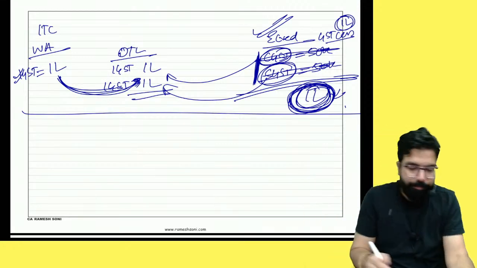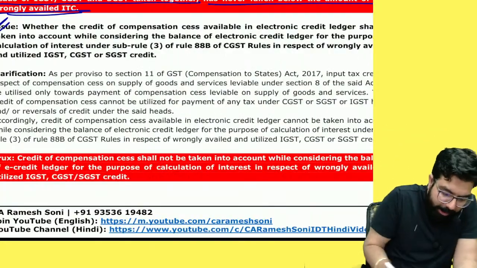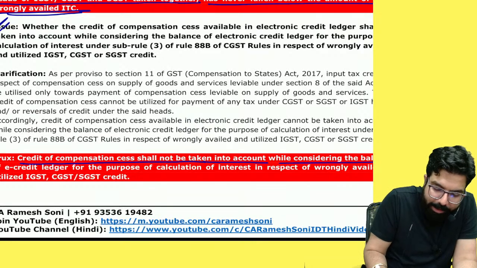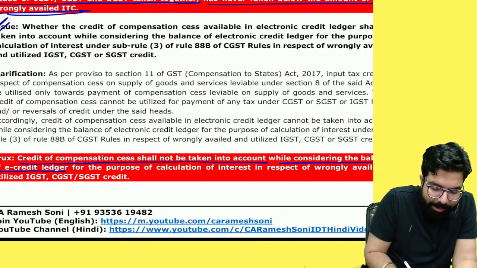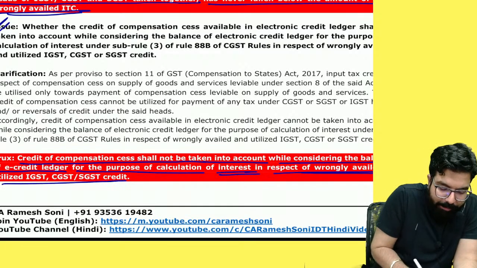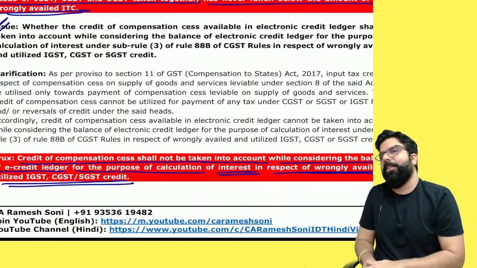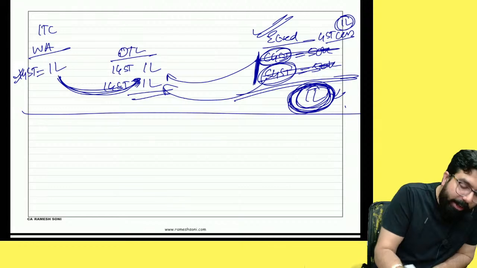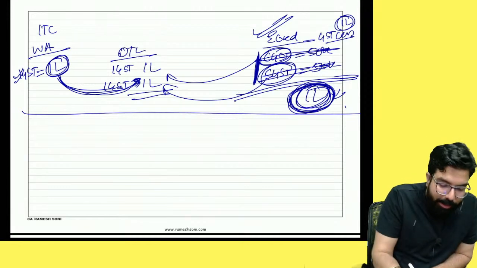Everyone over here, it says credit of cess cannot be taken into account while considering the balance of e-credit ledger for the purpose of calculation of interest in respect of wrongly availed and utilized IGST, CGST or SGST. People, tell me one thing. I wrongly took 1 lakh rupees and I used it.